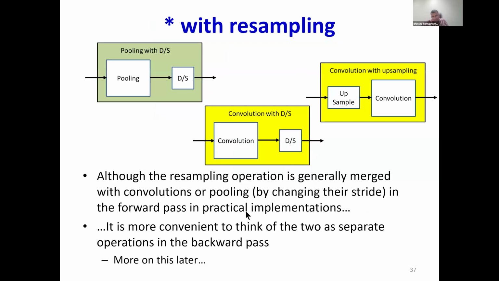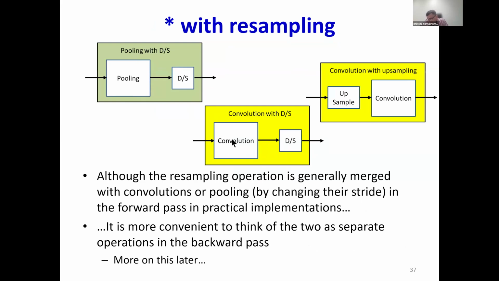Now, regardless, the point that we are interested in is backpropagation, computing derivatives. And for the purpose of computing derivatives, regardless of the fact that when we actually perform downsampling, that gets merged with the previous operation, whether it be pooling or convolution, and the previous convolution is performed with a stride.